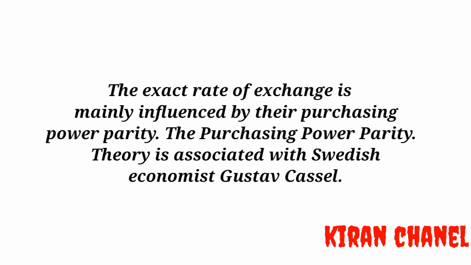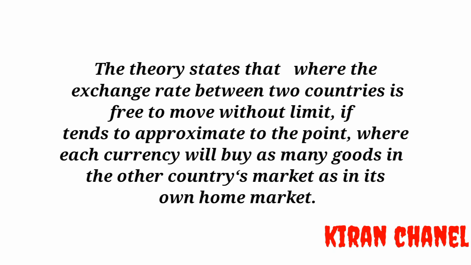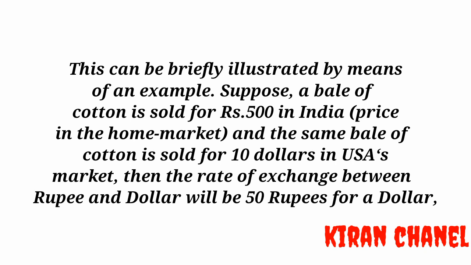economist Gustav Cassel. The theory states that where the exchange rate between two countries is free to move without limit, it tends to approximate to the point where each currency will buy as many goods in the other country's market as in its own home market. This can be briefly illustrated by means of an example. Suppose a bale of cotton is sold for ₹500 in India, the price in the home market, and the same bale of cotton is sold for $10 in USA markets. Then the rate of exchange between rupee and dollar will be 50 rupees for a dollar.